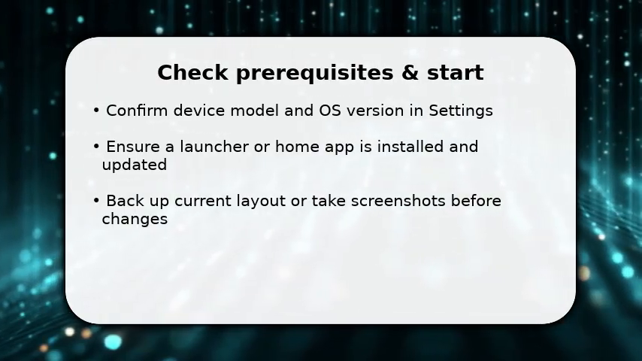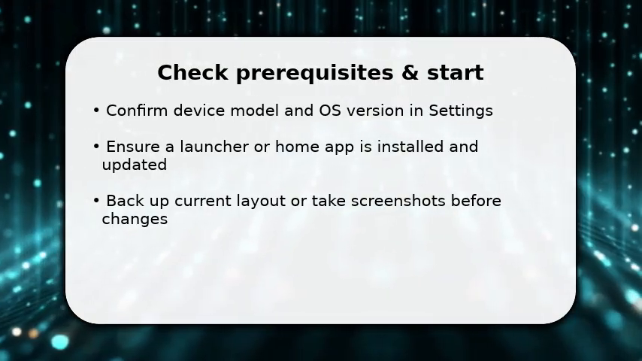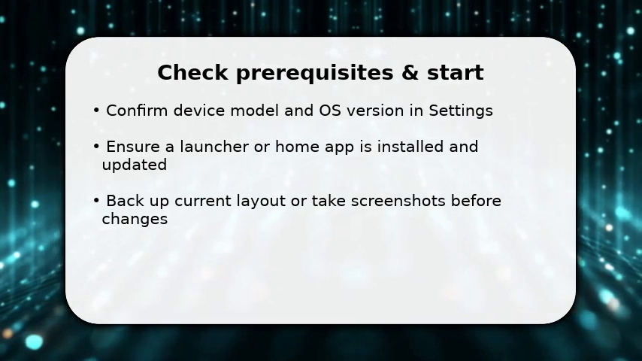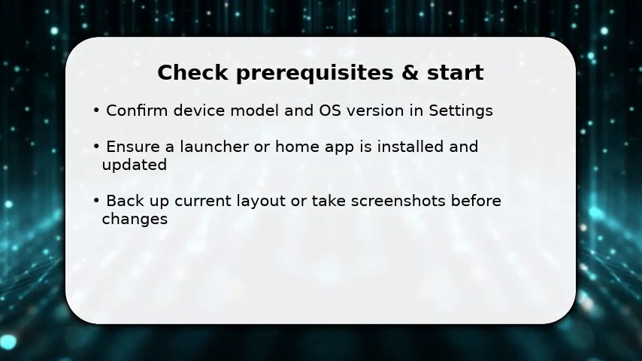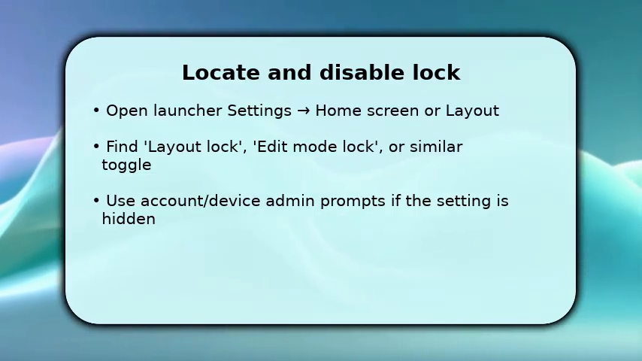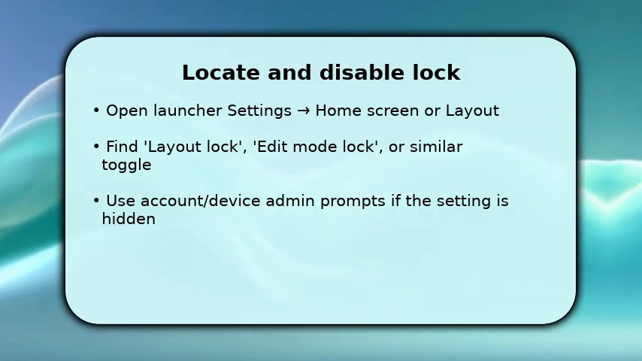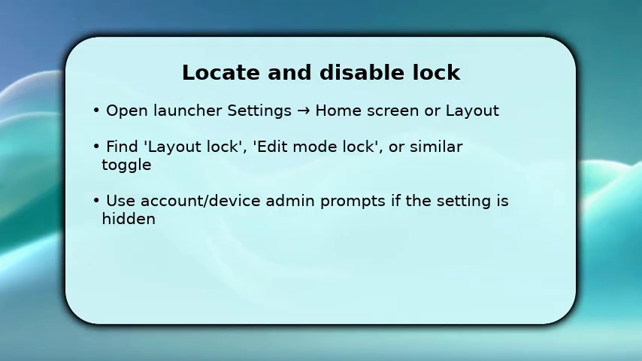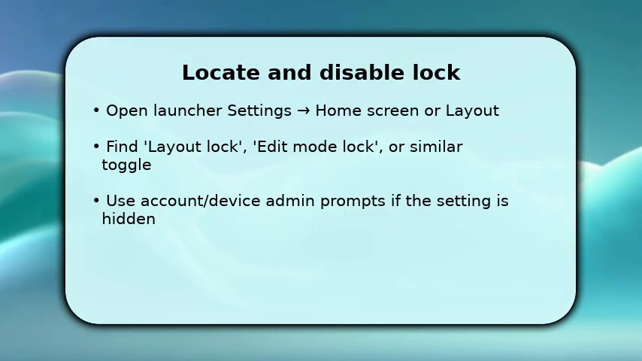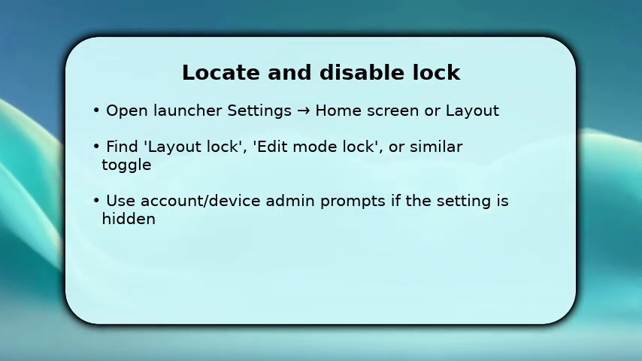Now open your launcher's settings and go straight to the home screen or layout section to start unlocking. You're now in the middle of the fix. Find the right toggle. In launcher settings, look under Home Screen, Layout, or Advanced. The control might be called Layout Lock, Edit Mode Lock, or Prevent Rearrange. If you don't see it, check for nested menus like Advanced or Gestures. Manufacturers bury it sometimes. If a device or profile admin blocks changes, temporarily disable that admin in Security Settings.